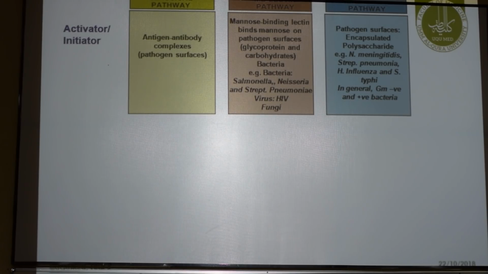Finally, the alternative pathway: there are certain bacteria that are encapsulated. They have a capsule around them, and it's made up of polysaccharides. So encapsulated bacteria are going to activate the alternative pathway, and then we'll see what happens to that. Before going into the details, there are certain basic things that I'll write down here about the complement proteins, and then we'll look into the details of each pathway.